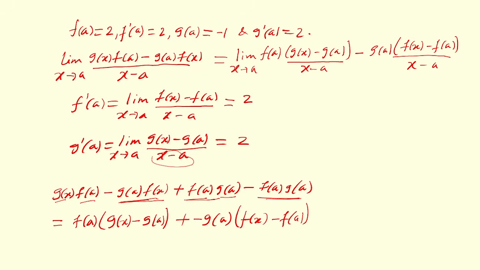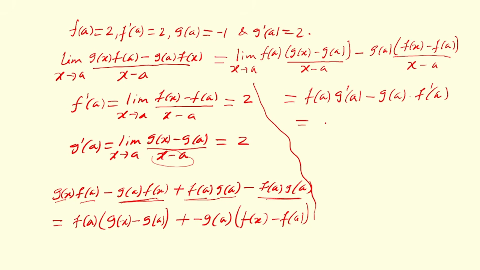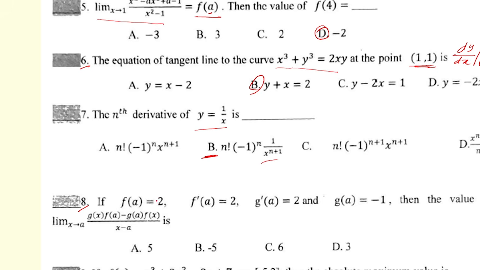Now apply the limit rule. So when you apply all the limit rules here, this result becomes f of a times g prime at a minus g of a times f prime at a. What's f of a? 2. g prime at a, 2, 4, minus g of a, negative 1, times f prime at a, 2. So the answer becomes 6. So our answer is C.